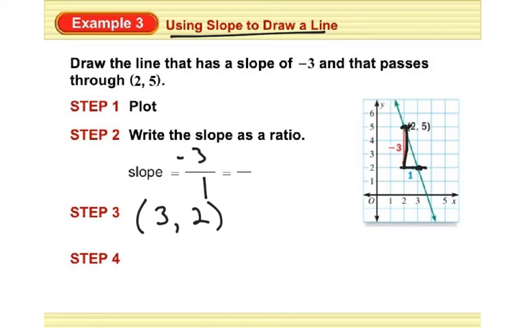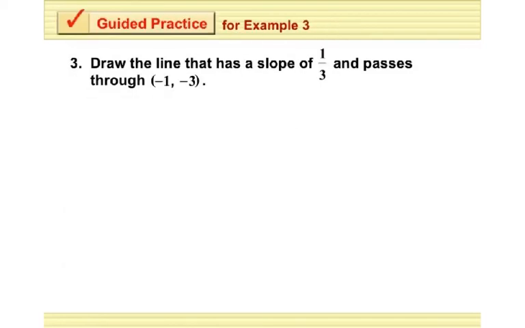Then our step 4, of course, is to draw a line. You can use a ruler to draw a line, or the edge of your textbook always makes a lovely straight line tool. In this next example, I want you to try to draw a line that has a slope of 1/3 and passes through the point -1, -3. You can pause the tutorial right now.